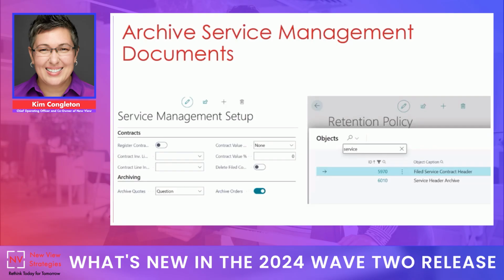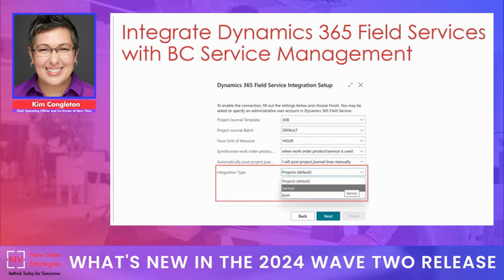Here, there are a couple of things you can do. You can have it be automatic or manual. For the archive orders, you can always manually archive them, but you can set up your retention policy, to decide how long you want to keep them for and when you want it to actually get archived automatically. You can archive orders and filed contracts, so it'll allow you to do those two documents. Let's get the next one.